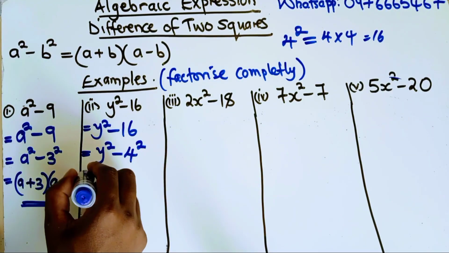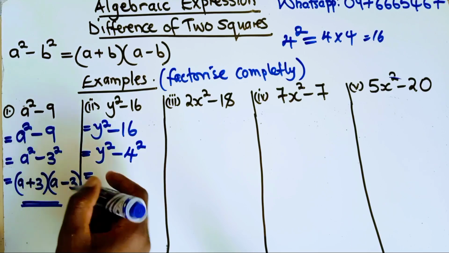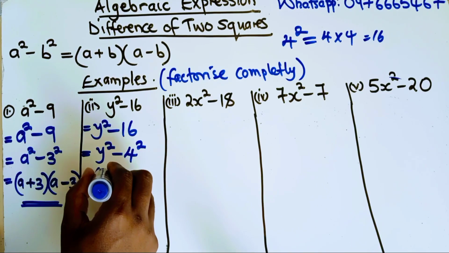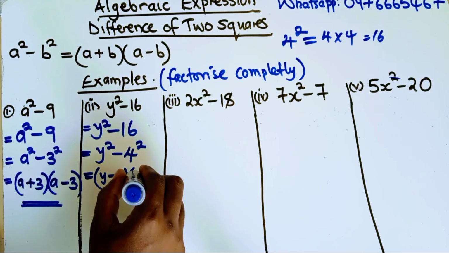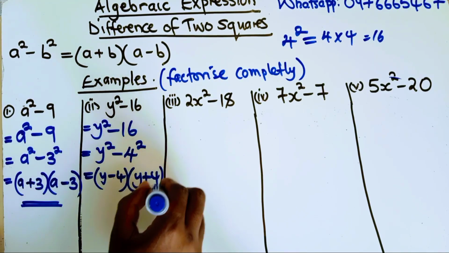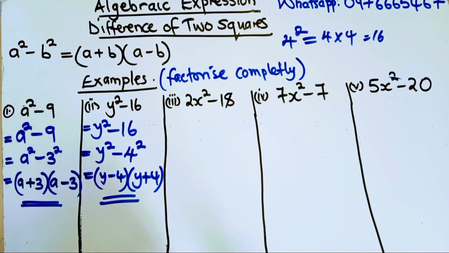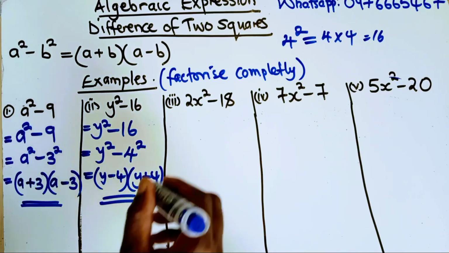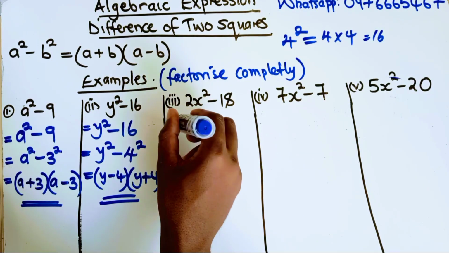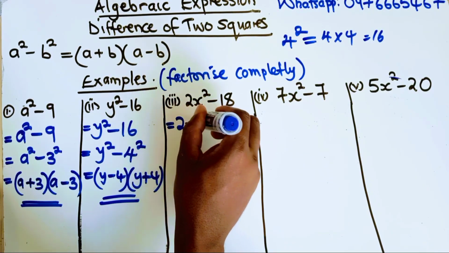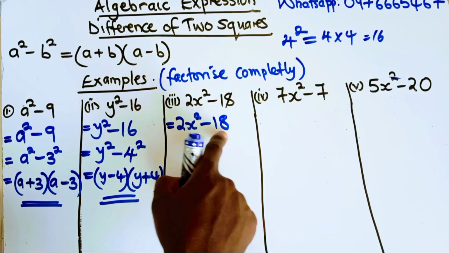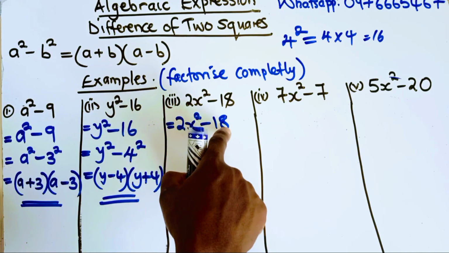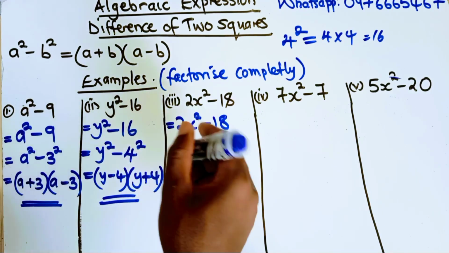Okay, so when you reach this point, we say (y minus 4) in brackets, and then (y plus 4) in brackets. Like that. You are done. As simple as that. Let's go to the other example. So this will be equals 2x squared minus 18. Now, when you look at this, 2 can go into 18, and it also can go into 2x squared.